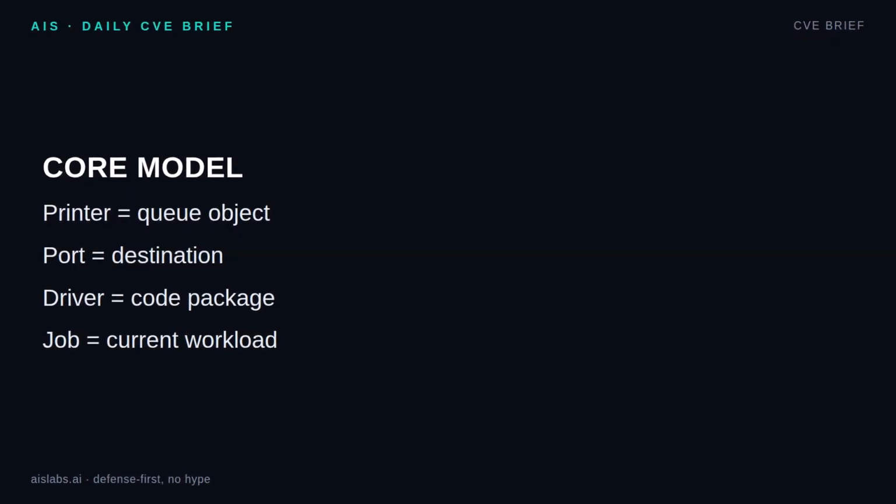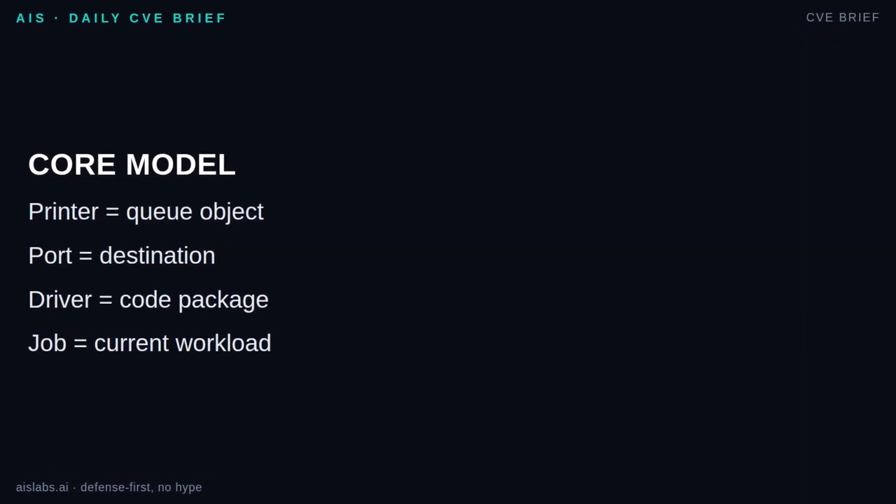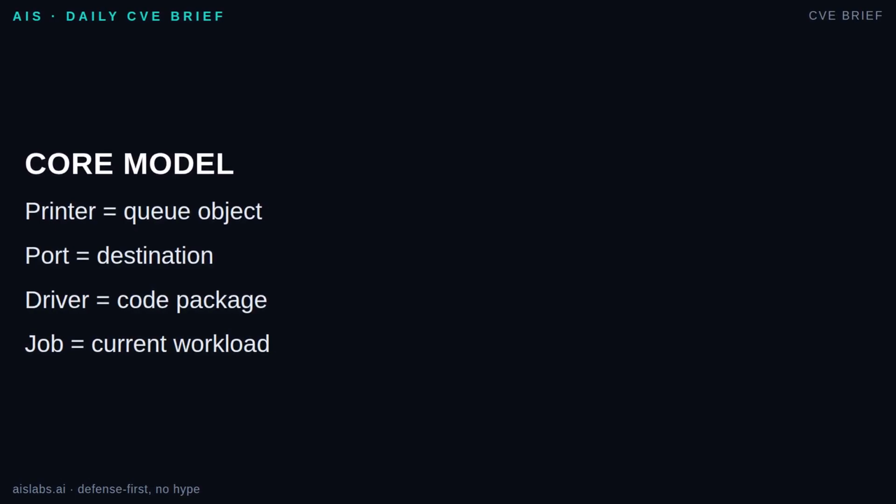Think in 4 objects. The printer is the queue users see. The port is where the queue sends output, usually a TCP/IP address using a standard TCP/IP port. The driver is the code Windows uses to render the job. The job is the temporary item sitting in the queue right now. Once you separate those, printing gets scriptable.